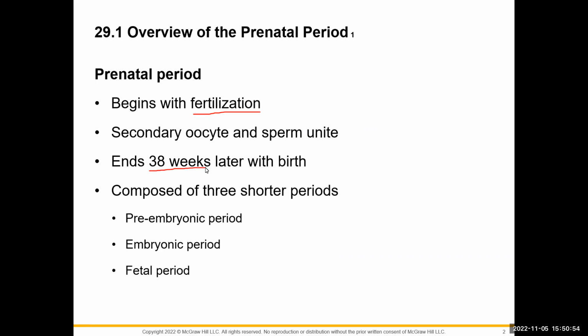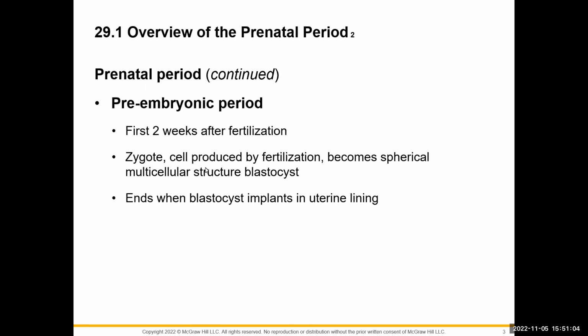In this prenatal period, we have three smaller periods: the pre-embryonic period, the embryonic period, and the fetal period. Starting off with the pre-embryonic period, this is a 2-week period immediately after fertilization. Our fertilized secondary oocyte and united sperm will have several different names, but as soon as fertilization occurs, we start off with the zygote.